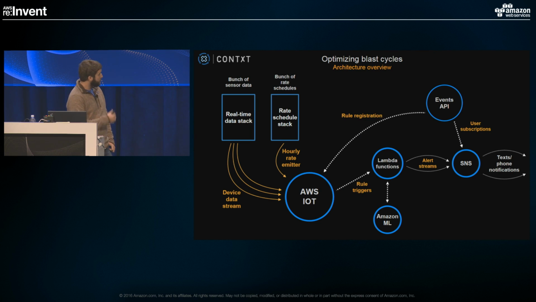So this is the nerd diagram. So here's what's going on, how the data generally flows. You have your streams coming in to AWS IoT. You have the events API setting up rules. You have Lambda doing dirty work. You have Amazon machine learning at the bottom making the decisions. So once you gather all the data, you're making some sort of decision at the end of the day. And then you're going to use SNS to actually deliver those alerts.